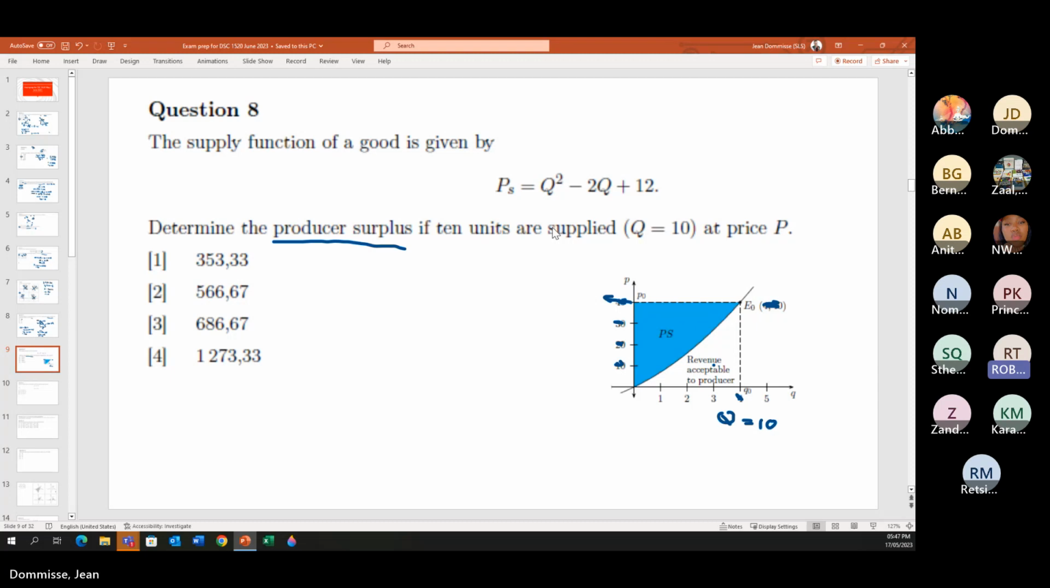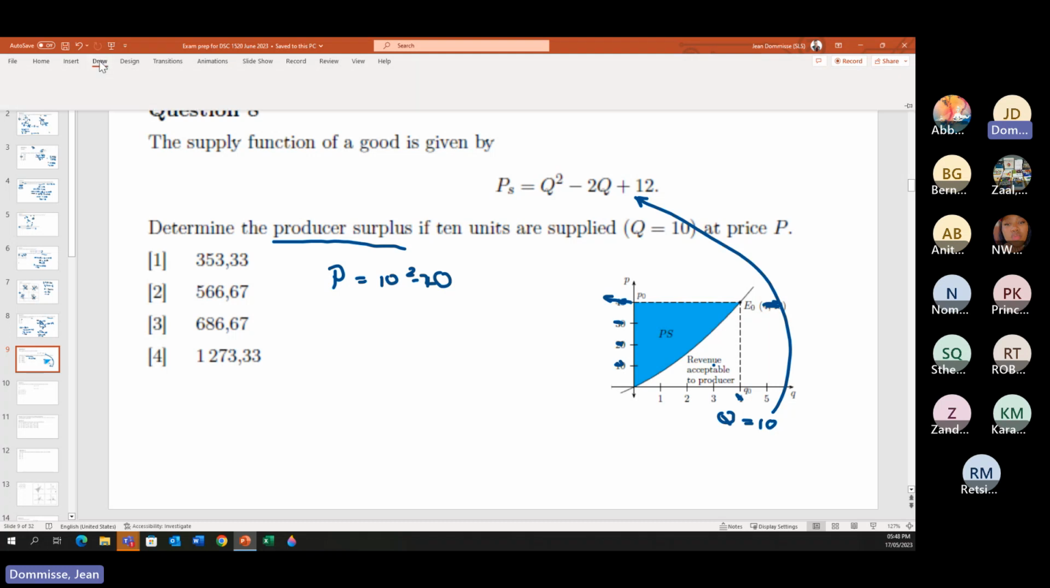Obtaining wherever Q is. Perfect. Okay, so we haven't done anything to the equation yet. So first, to work out what the price is, we put 10 into that equation. So our price will be 10 to the power of 2 minus 2Q. So let's do that over again.